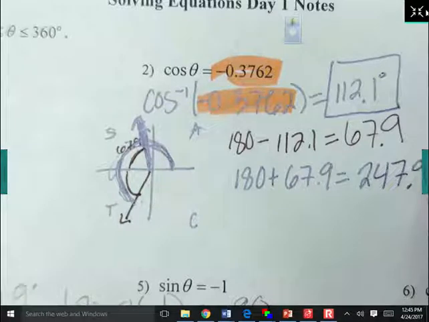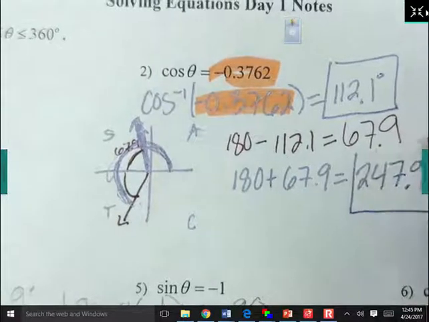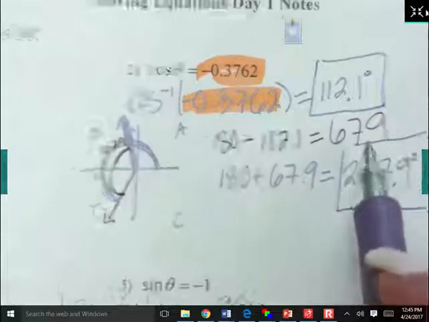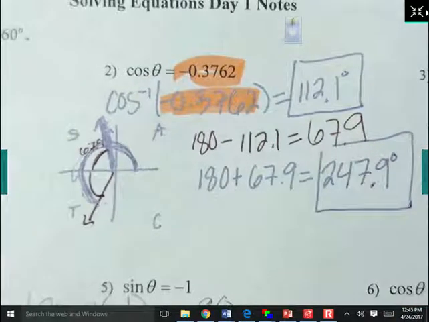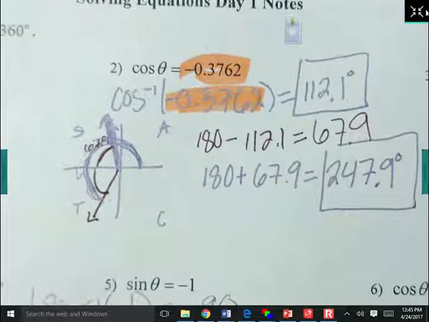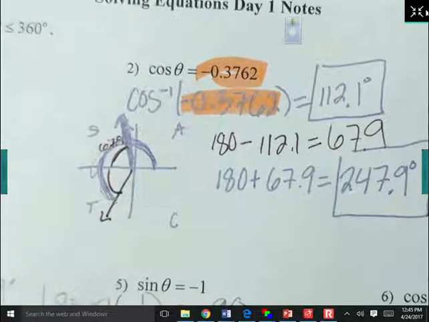247.9 degrees. Okay? Now these are our two angles. 67.9 is not theta. That's just a reference angle. That's just something we needed to assist us in finding theta. Are there any questions? What we're doing today is very similar to this. It's just one little bitty more step before it, okay?